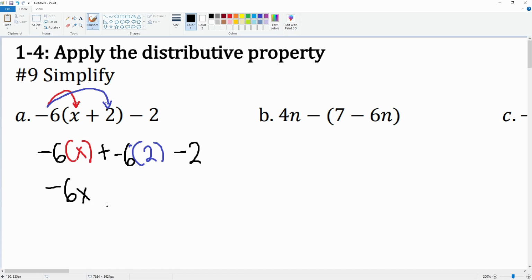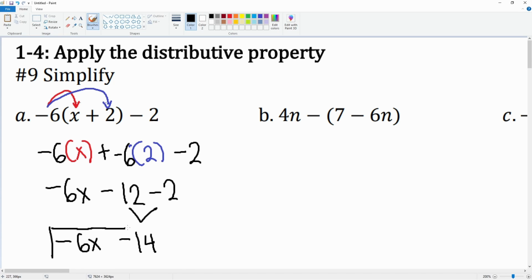-6 times 2 is -12. Then we bring down the -2. -12 and -2 together, they become -14. A negative and a negative is a bigger negative. Okay. Then we bring down the -6x. And this would be our final answer, -6x minus 14.